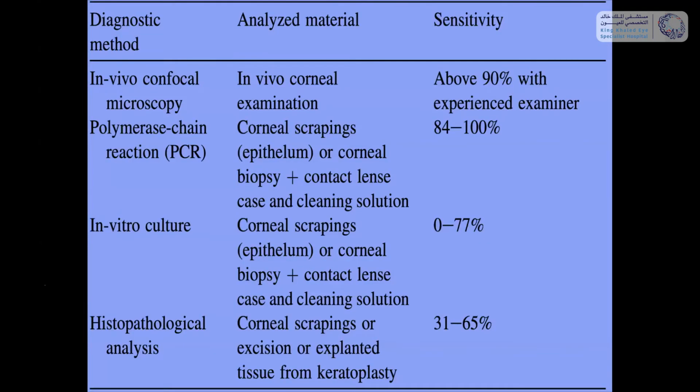This table shows you the sensitivity of different tests. As you can see, the PCR has the highest, reaching 84 to 100% detection rate. This is followed by confocal microscopy, reaching almost 90% sensitivity. Followed by the culture, reaching 77%. Histopathology can reach 65% detection.